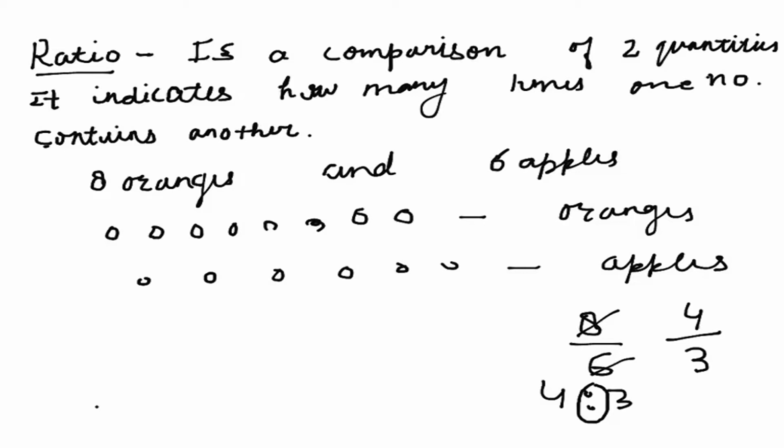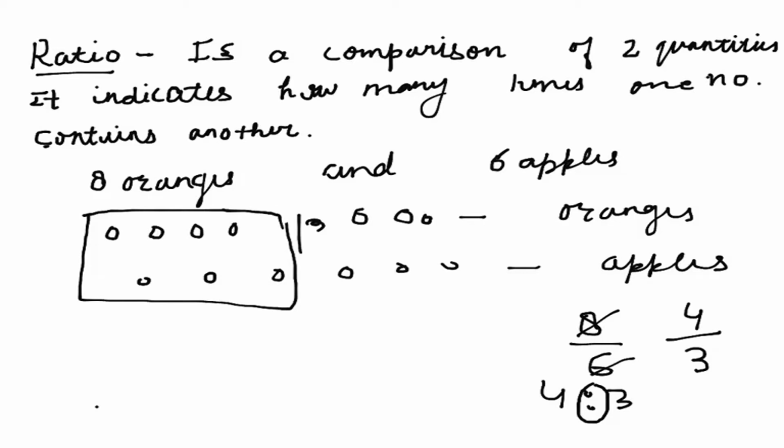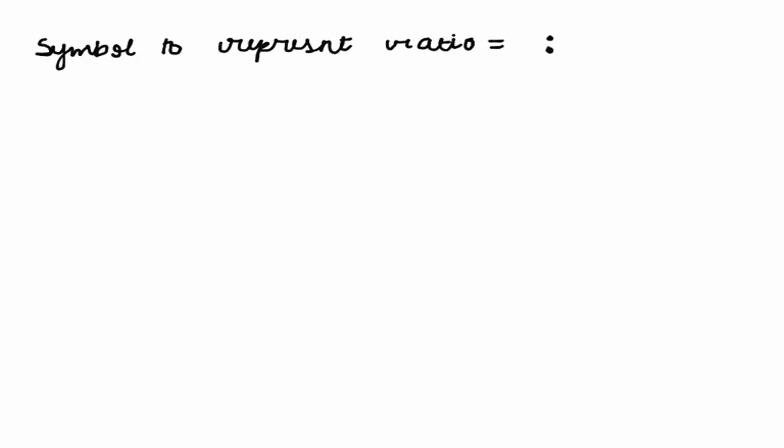If we divide it into boxes, this is one box: for 4 oranges we have 3 apples. Similarly, over here, for every 4 oranges we have 3 apples. So we are comparing two quantities and saying how many times one number contains another. And the symbol to represent ratio is these two dots. With the help of these two dots we represent ratio.